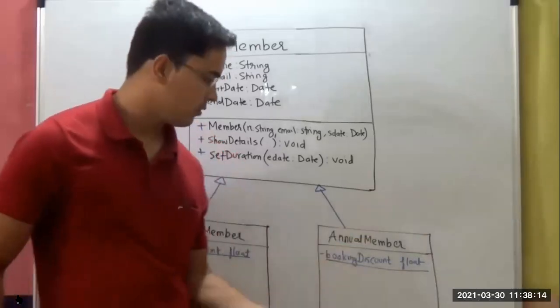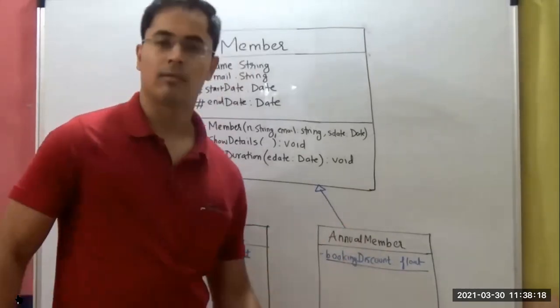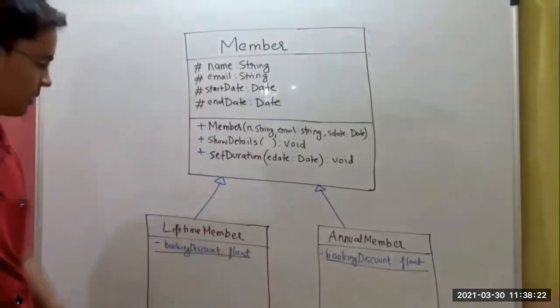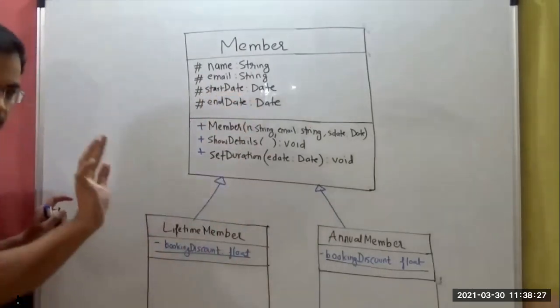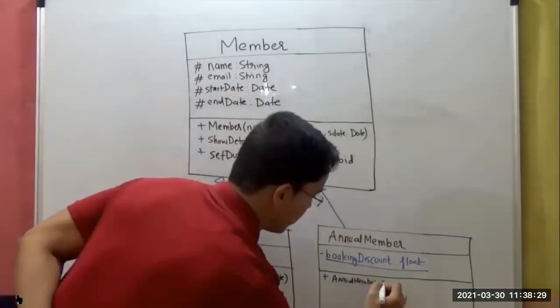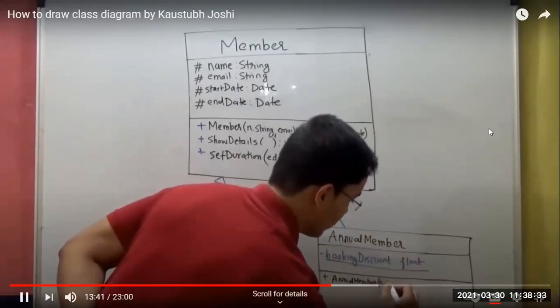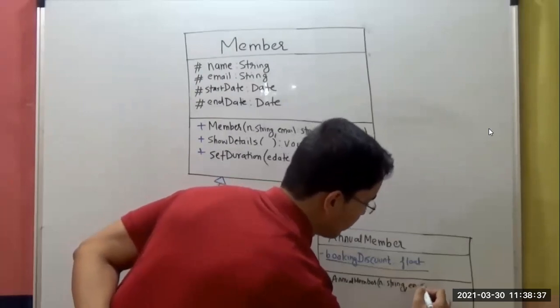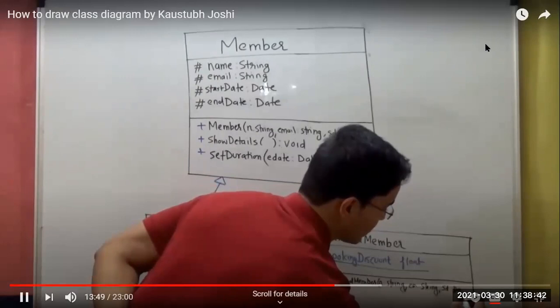For each booking. So we'll set that, and that value will be shared by all the objects of the annual member class and all the objects of the lifetime member class. That's why it's a static data member. The constructor will be pretty much the same signature. So I'll just very shortly draw it. It will also need 3 parameters: name n of type string, email, let's say em, of type string, and sd, that is of type date for start date, right?